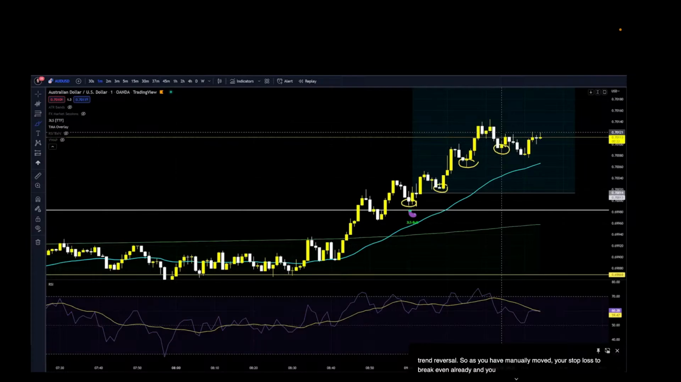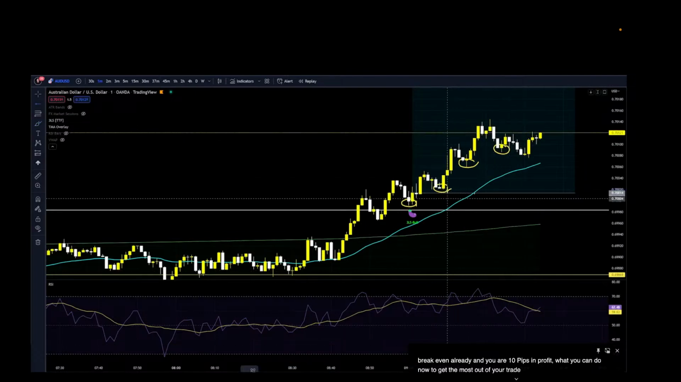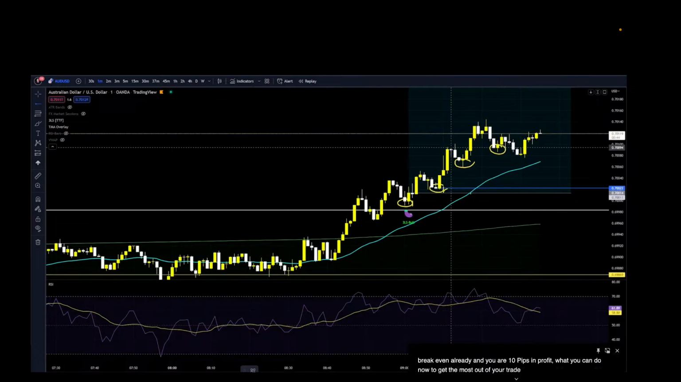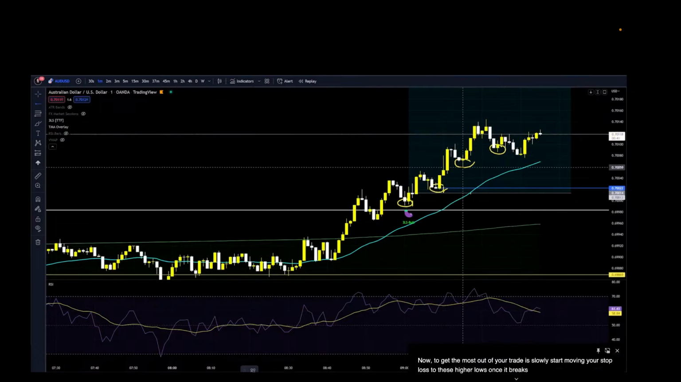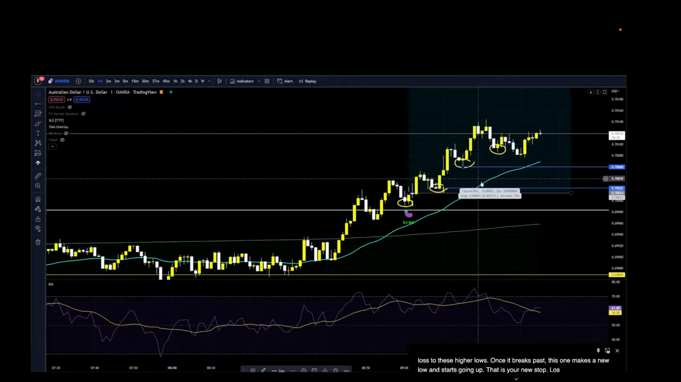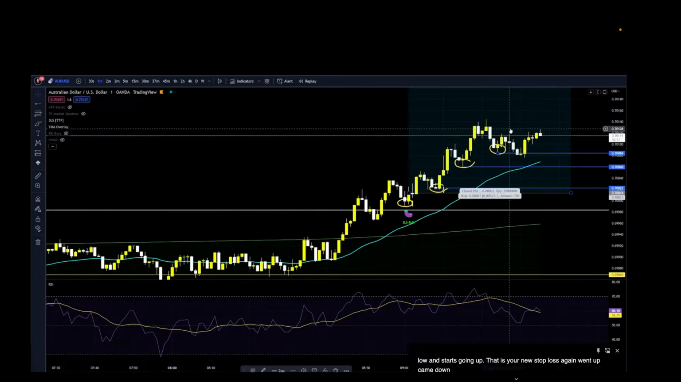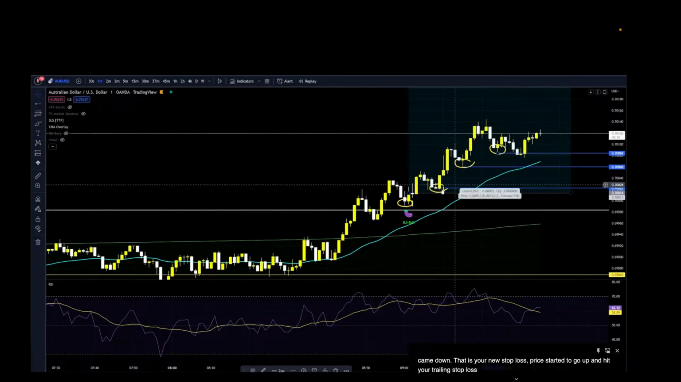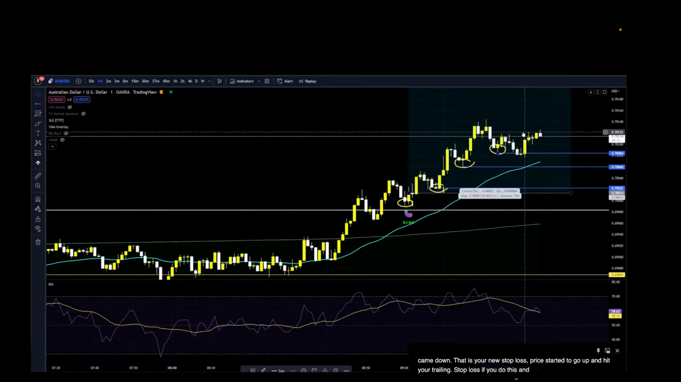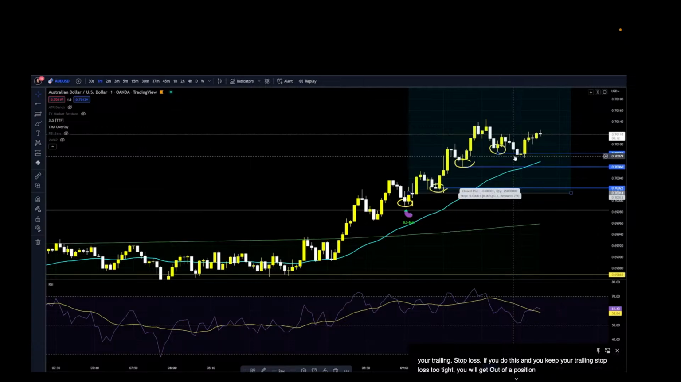what you can do now to get the most out of your trade is slowly start moving your stop loss to these higher lows. Once it breaks past this one, it makes a new low and starts going up. That is your new stop loss. Again, went up, came down, that is your new stop loss. Price started to go up and hit your trailing stop loss. If you do this and you keep your trailing stop loss too tight, you will get closed out of a position like it did right here.